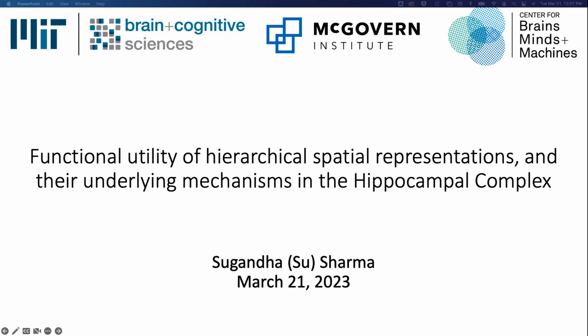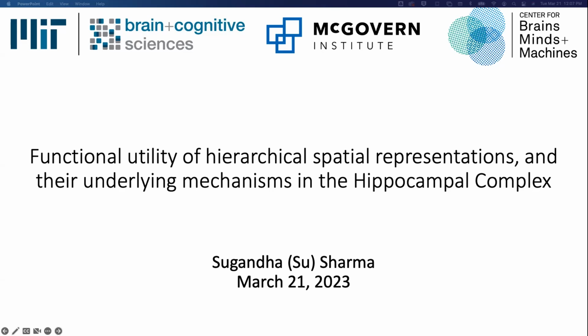And what are the underlying mechanisms in the hippocampal complex that might be leading to the formation of these hierarchical representations? And specifically the hippocampal complex, because this is the region of the brain that has been implicated in spatial navigation, right? So it's widely known that there are cells in the hippocampal complex that encode space.